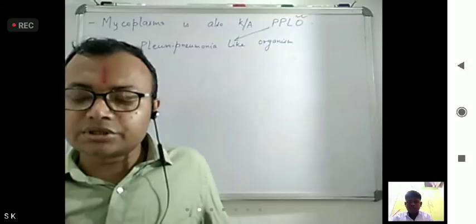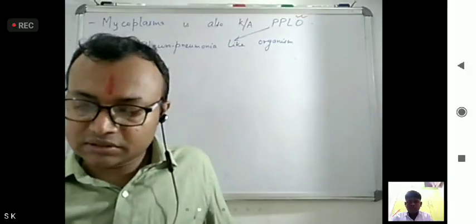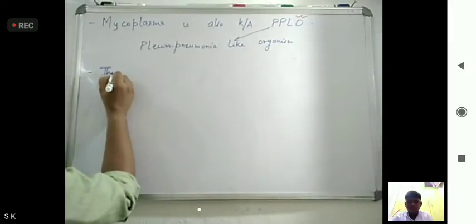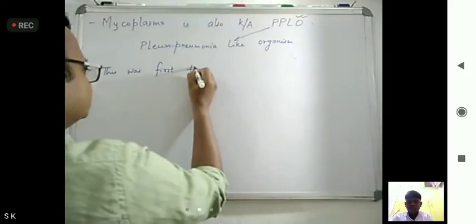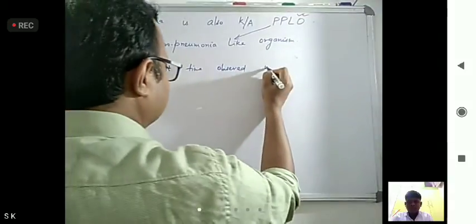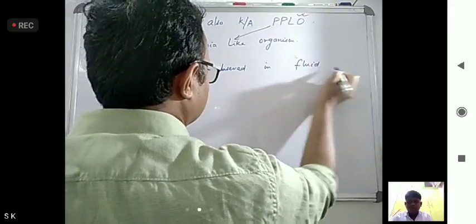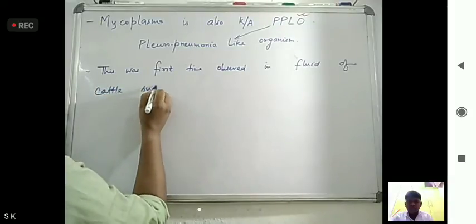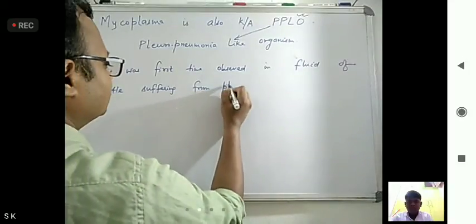Okay, now this was discovered for the first time by Nocard and Roux. It was first observed in the fluid of cattle suffering from pleuropneumonia.